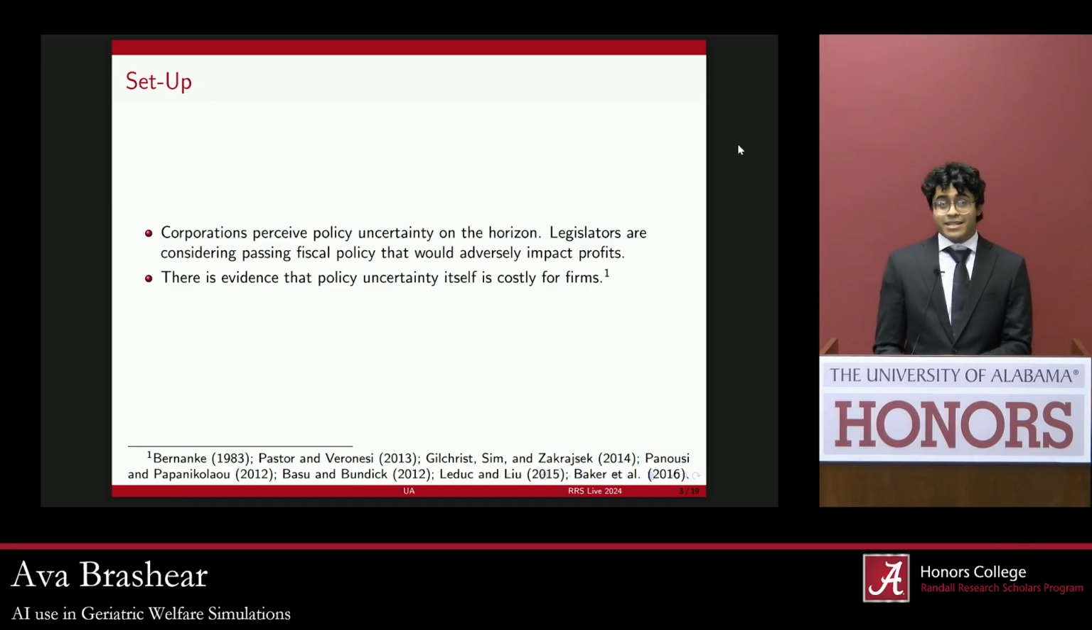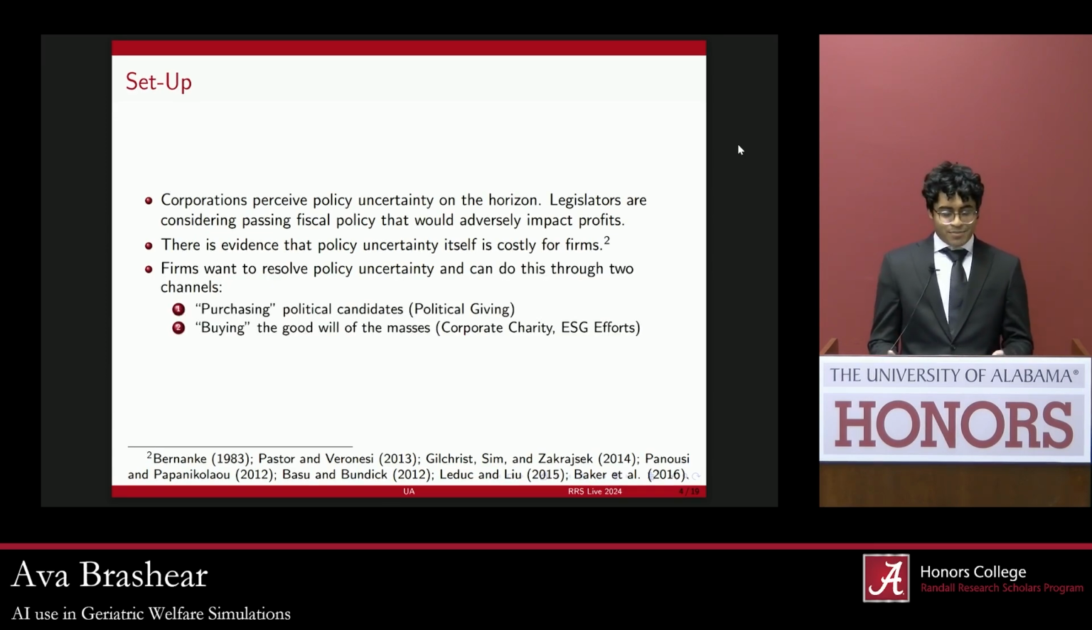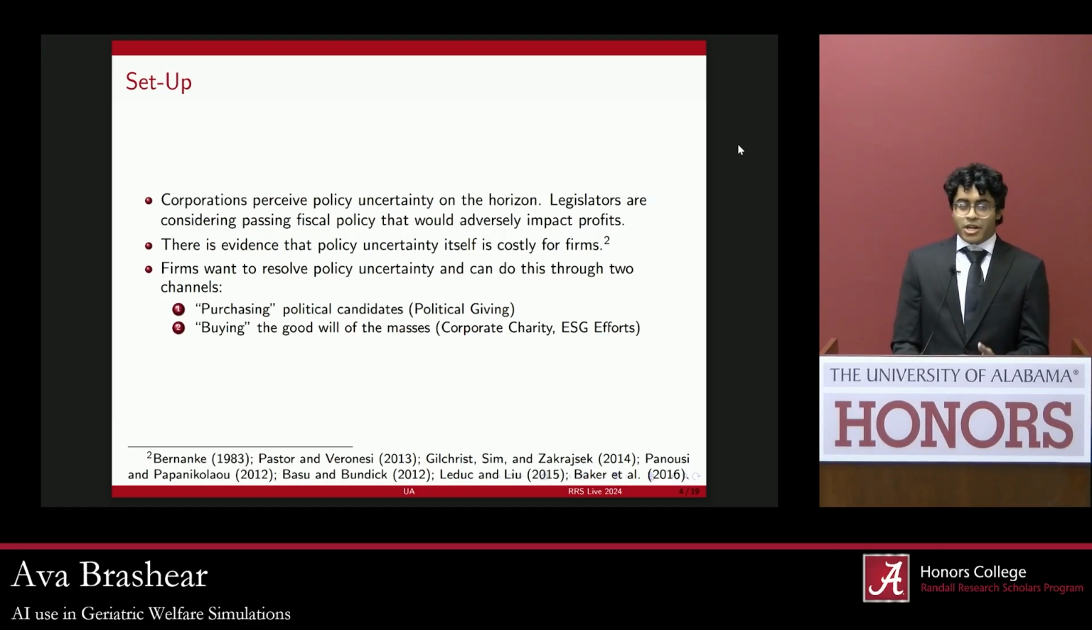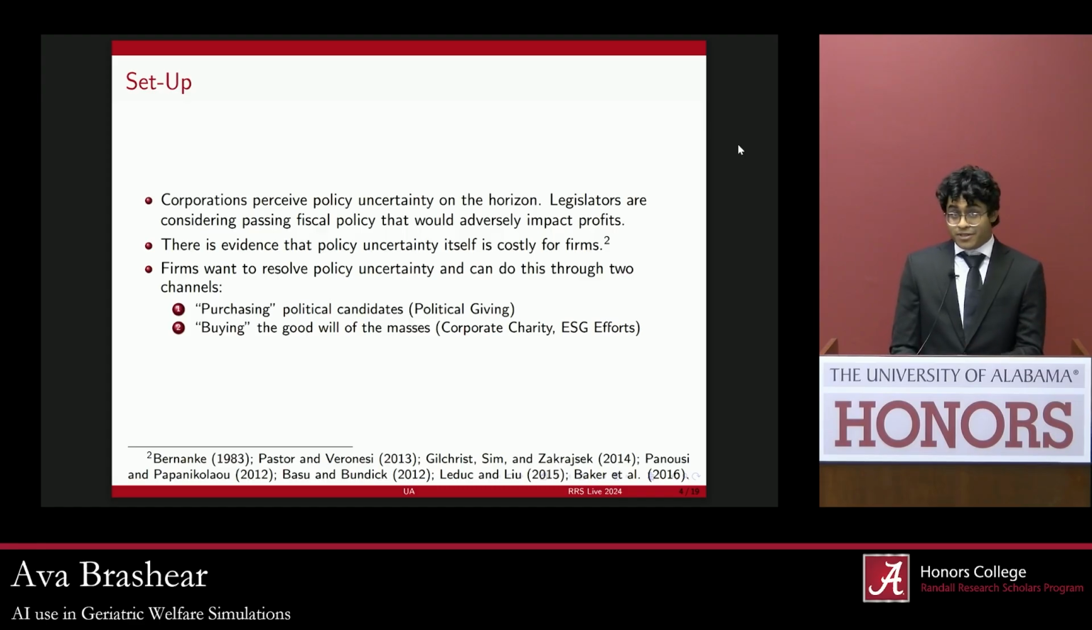And so firms have incentive to alleviate this uncertainty, and we propose that you can do this two ways. You can either purchase political candidates through political giving or lobbying, or you can buy the goodwill of the public by doing charity and going and helping out the community. And maybe you might say in the second case, look, regulators, I'm doing good work for the people. You don't need to regulate me. So we focus on the first branch, purchasing political candidates.